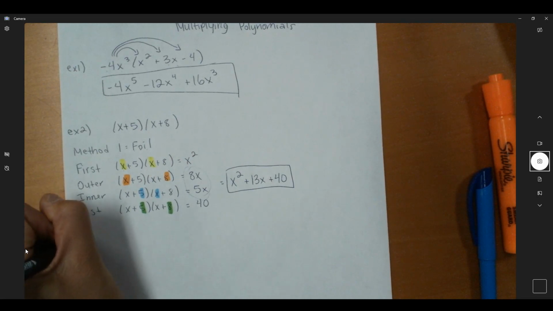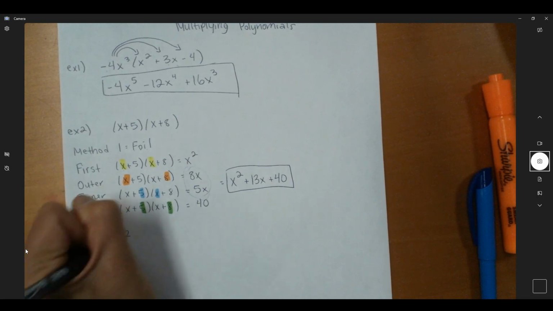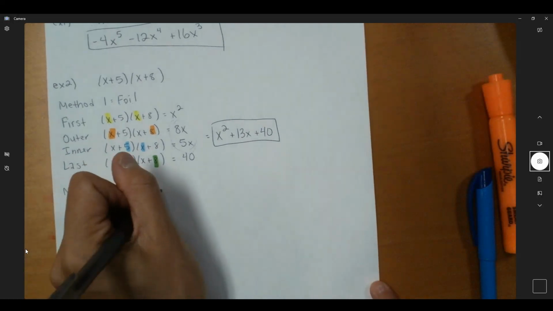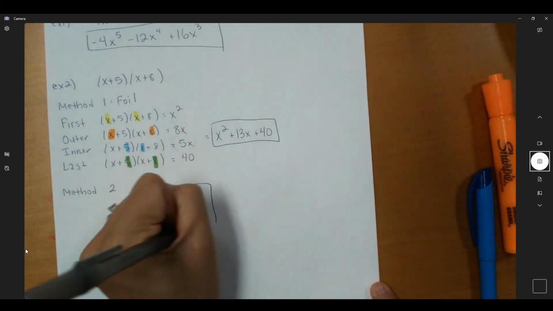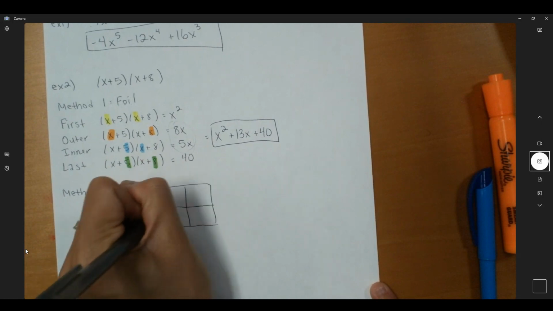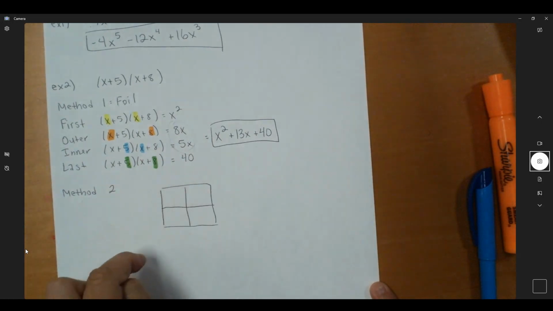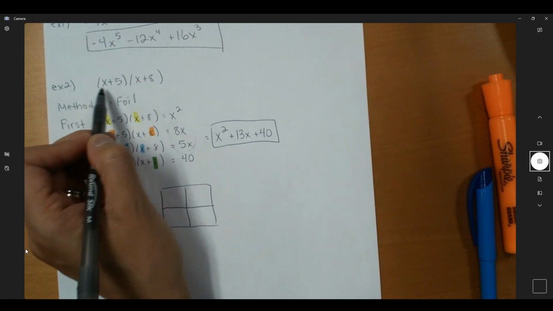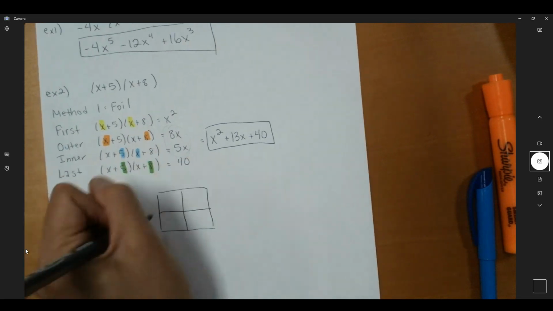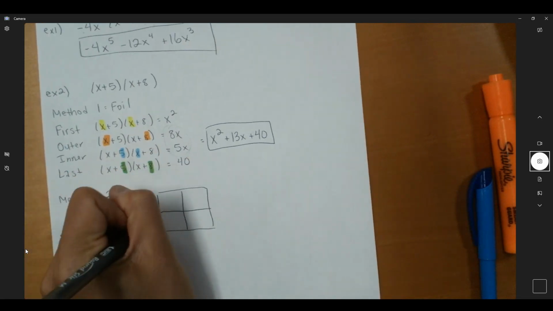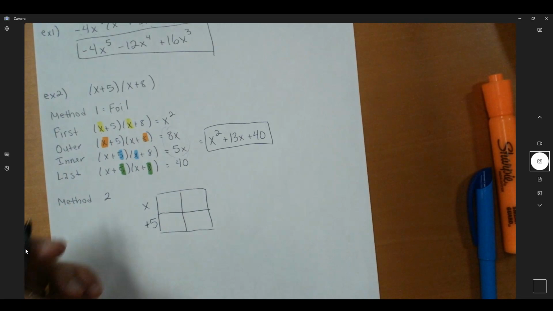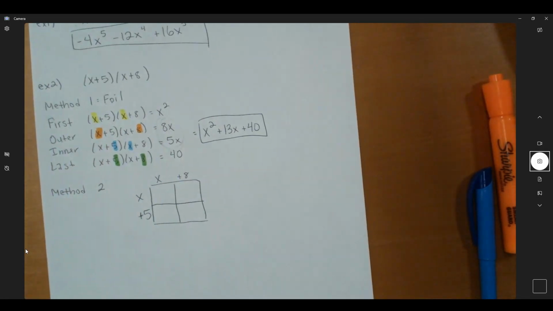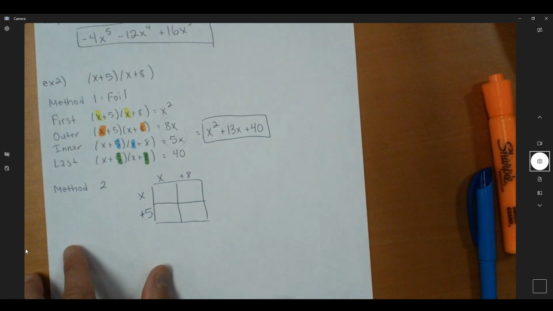Method 2 is the box method. This is my absolute favorite thing, is the box method. So it's a binomial times a binomial, so I'm just making a 2 by 2. And what I would do is put the first part of the problem, x plus 5, on top or bottom, doesn't matter. So x and then a positive 5. And then over here is x and then a positive 8. If it's like a negative 8, you would just put a negative in front of it.